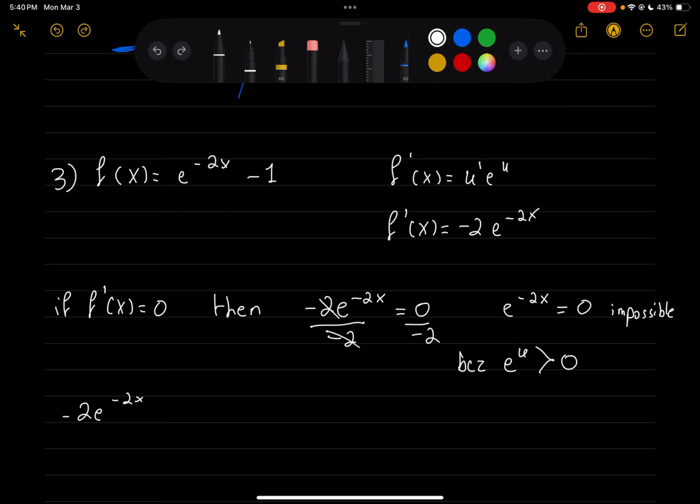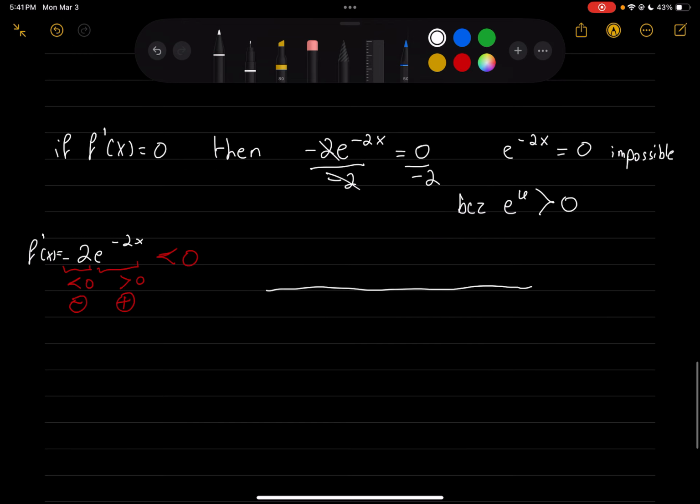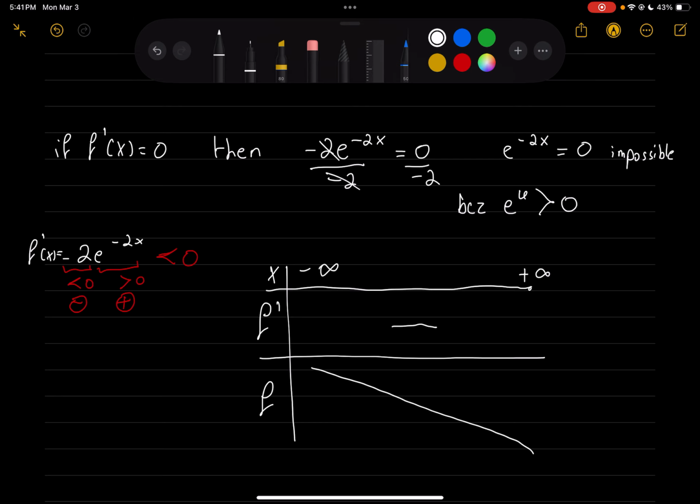Now, let's study the sign of f prime of x. So this is going to be my f prime of x, right? So negative 2 is always negative, and e to the power of negative 2x is always positive. But negative multiplied by positive is always going to be negative. So this derivative is always negative. This means that there is no critical points, and this also means that the function is always going down, because f prime is always negative. So negative infinity, positive infinity, x, f. It is always going down.